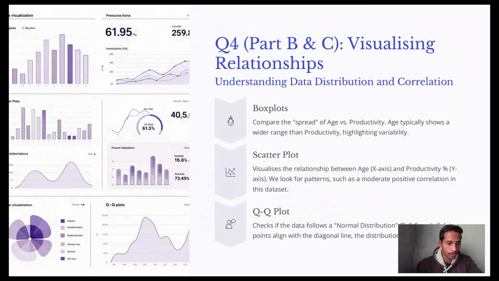Visualizing relationship. To visualize this, we used three techniques: box plot to see the spread, scatter plot to check for correlation, and quartile plot to test if the data follows a normal distribution.